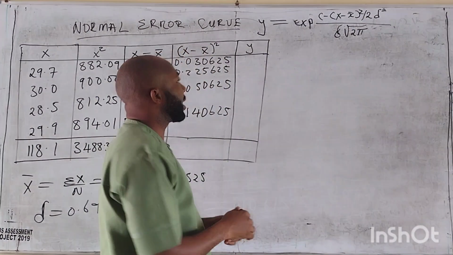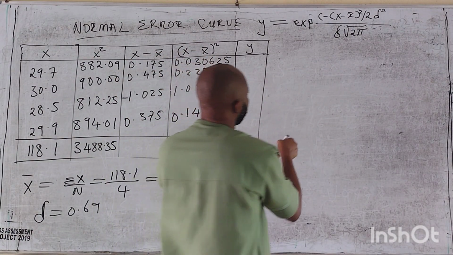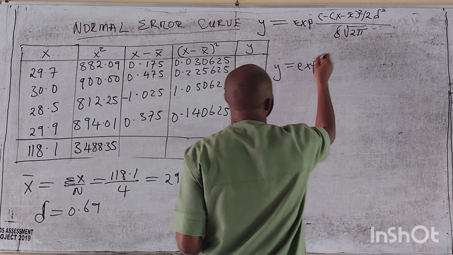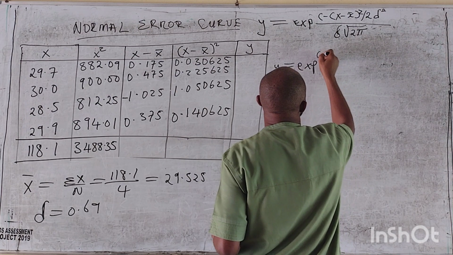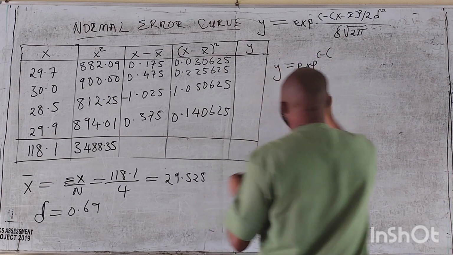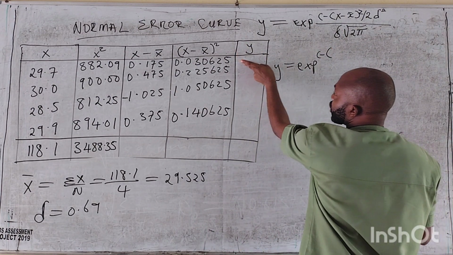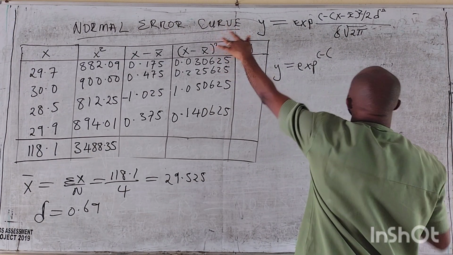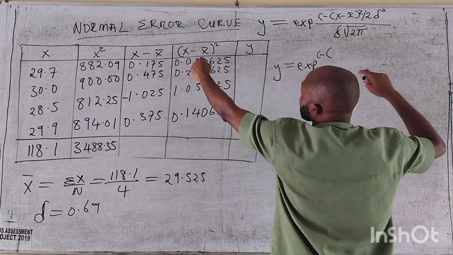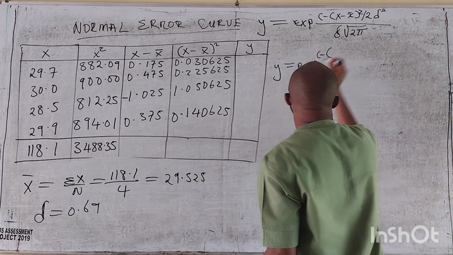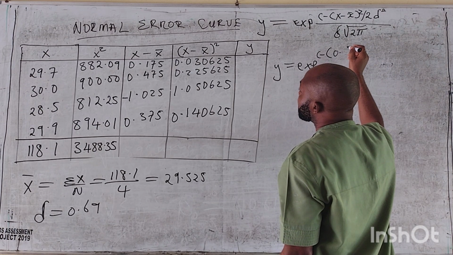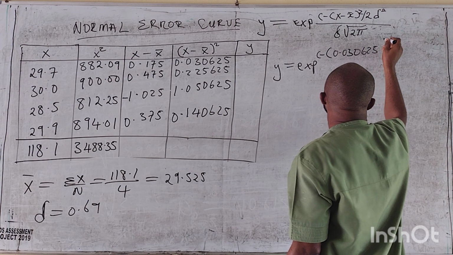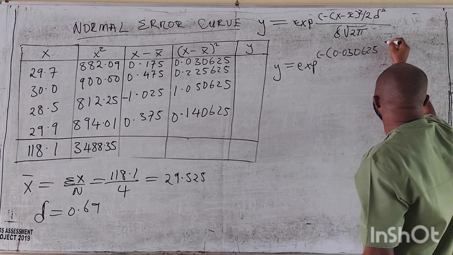Okay, our first y, we want to solve for our first y. We say y is equal to this. So I have my exponential raised to the power minus open bracket. In the first y, which will be this, my x minus x bar squared, which is this, will be 0.030625.